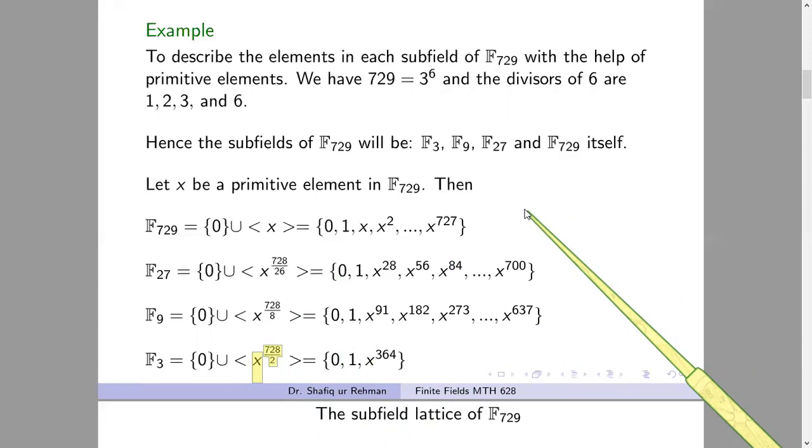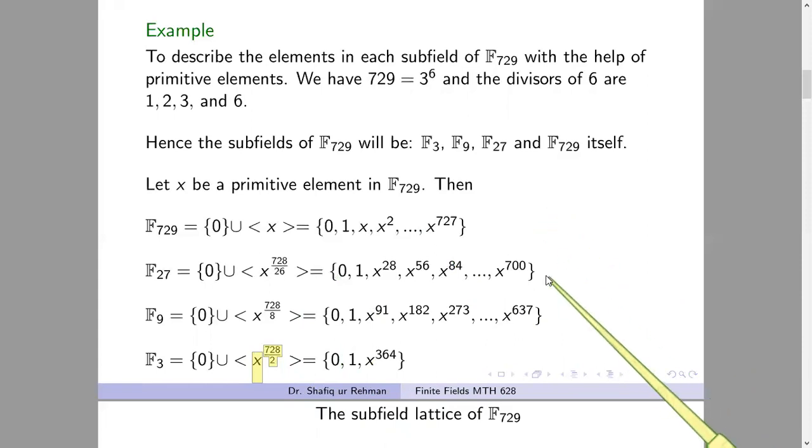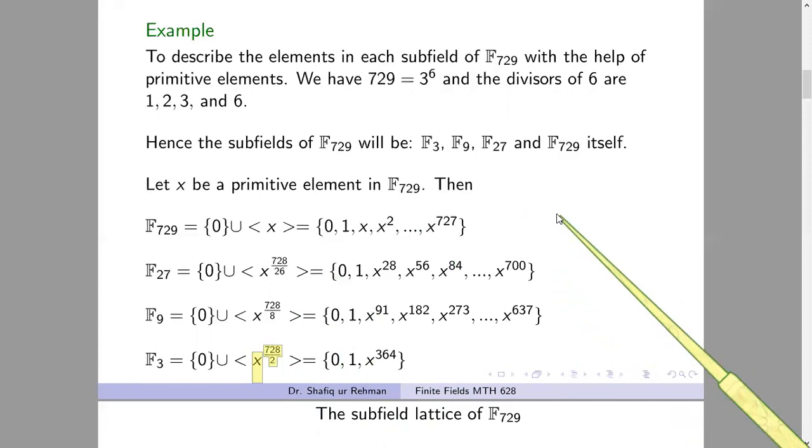Again, see, if x has order n and d is some divisor of n, then x power n over d must have order d. So this is the main technique we use here. So in this way we write all the elements.